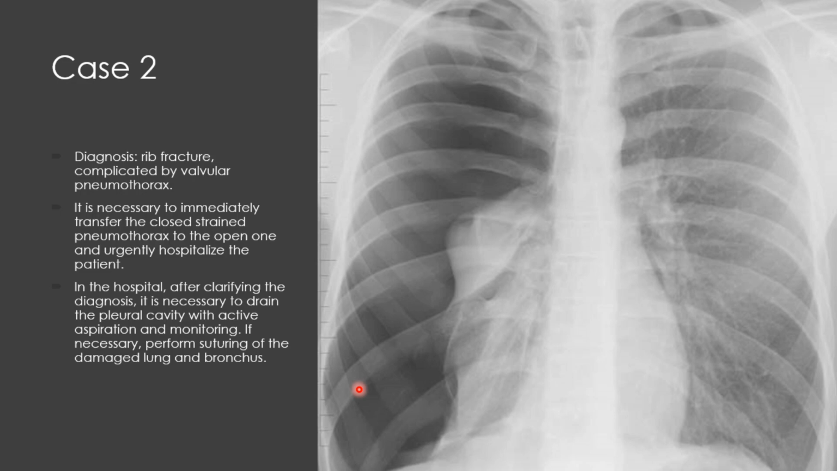Okay, case number 2. Answer. Diagnosis: a rib fracture, complicated by valvular pneumothorax. You need to know what valvular pneumothorax is. I will explain it in the next picture. It is necessary to immediately transfer the closed tension pneumothorax to an open one and urgently hospitalize the patient. There in the X-ray you see pneumothorax. It is a lung, and it is a normal lung. You see vessels, yes, vessels.